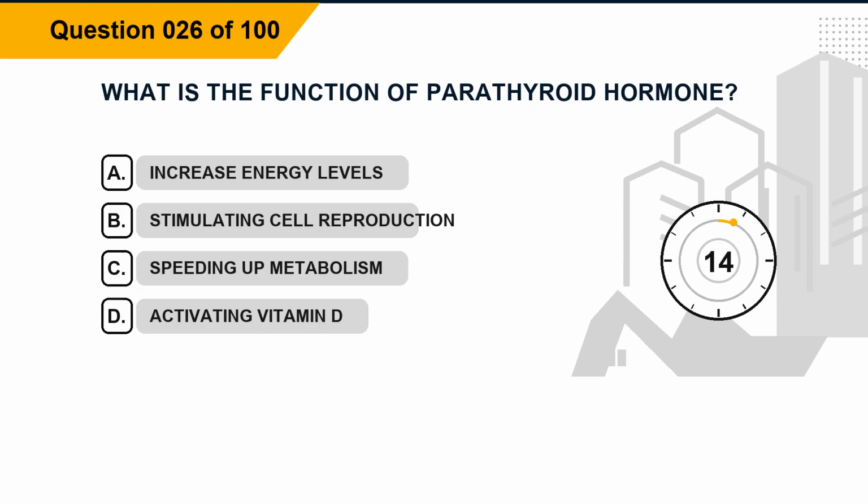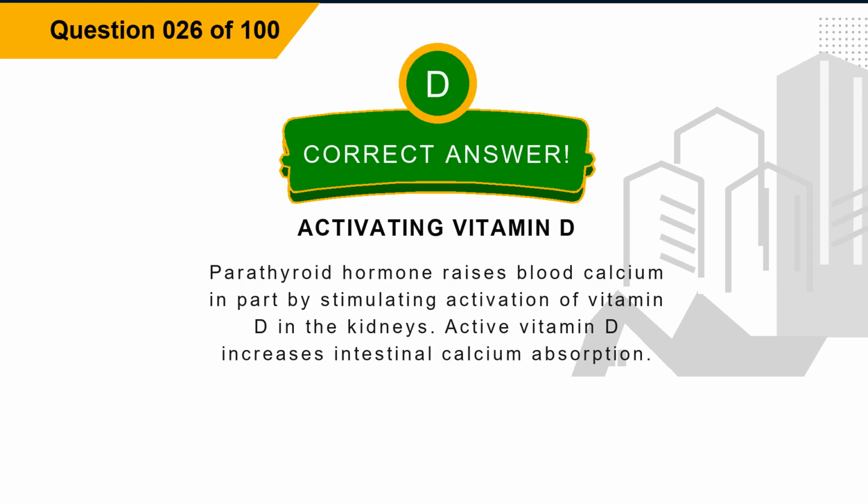Question 26. What is the function of parathyroid hormone? Option A, increase energy levels. Option B, stimulating cell reproduction. Option C, speeding up metabolism. Option D, activating vitamin D. The correct answer is option D, activating vitamin D. Explanation. Parathyroid hormone raises blood calcium in part by stimulating activation of vitamin D in the kidneys. Active vitamin D increases intestinal calcium absorption.